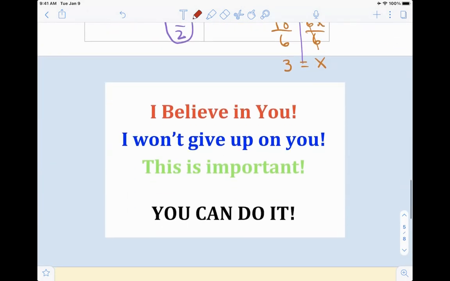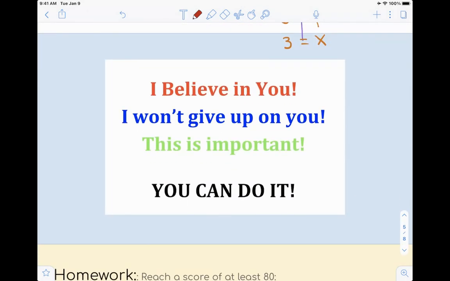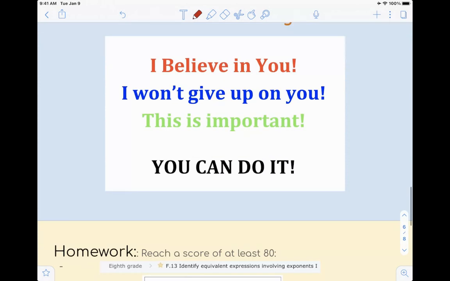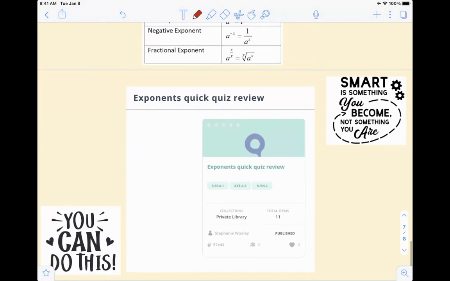Okay, so the next thing I'm going to have you do is to actually start the Edulastic activity. I want to remind you, I believe in you. I won't give up on you. This is important, and I know you can do this. So for the exponential quick quiz review, there are just a few problems. Please use your notes and organize them. When you are done, I have set this up so it will release what you chose and the correct score, the correct answer. So if you have any questions, please reach out to me.